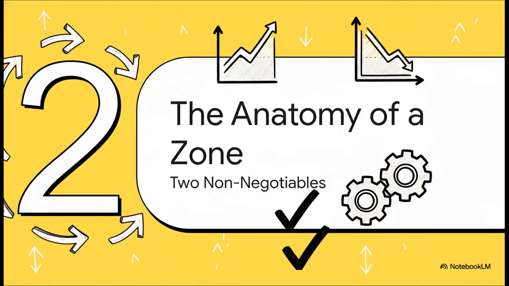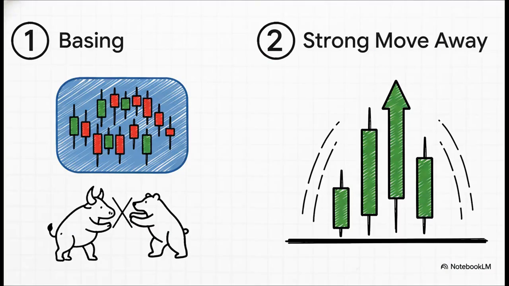All right, so now that we've cleared up what a zone isn't, let's get into the good stuff, the anatomy of a real one. There are two key ingredients, two non-negotiables that absolutely must be there. And here they are. First, you need what we call basing. Just picture a tight, sideways battle where buyers and sellers are in a deadlock. It's like a coiled spring. And second, you need that spring to uncoil in a strong move away. We're talking about an explosive, aggressive move that proves one side just completely crushed the other. That's the imbalance we're looking for.